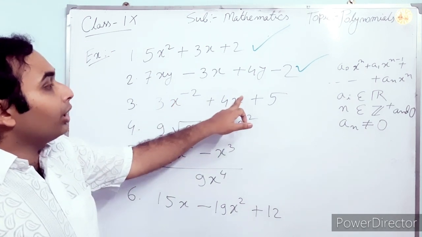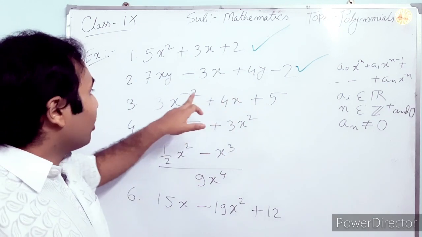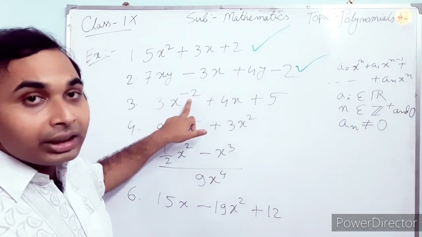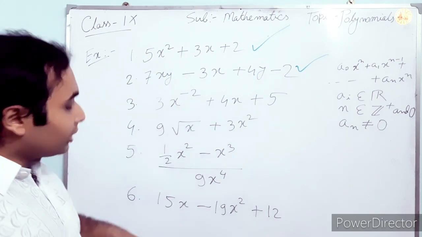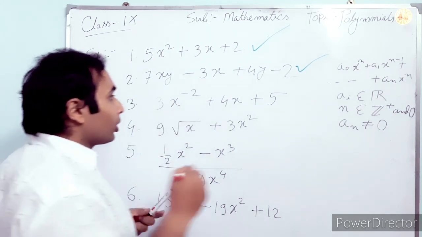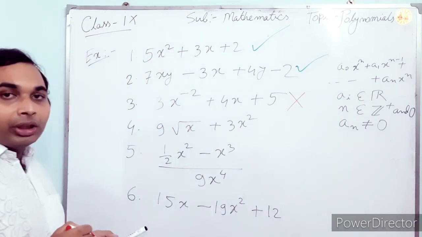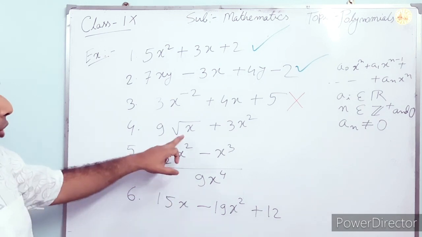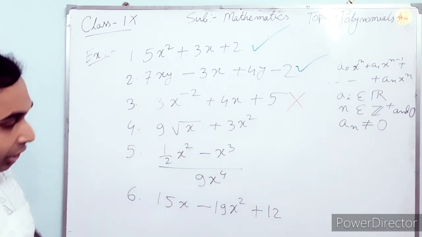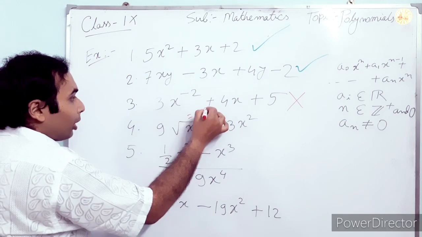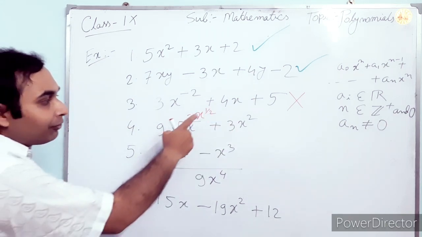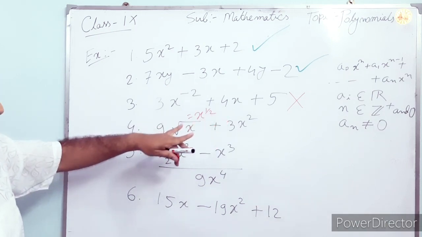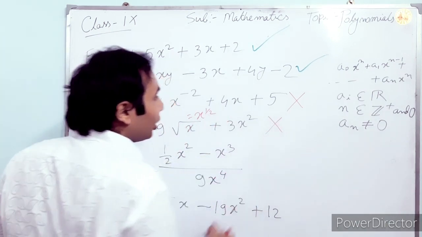Minus 2, here 1 is there, and here 0 obviously is there. Minus 2, this is a negative integer. Minus 2 is a negative integer, so that's why this is not a polynomial. Next one, root over x. Here root over x is there. Root over x can be written as x to the power half. So half is not an integer. Half is not an integer. So that's why this is not a polynomial also.